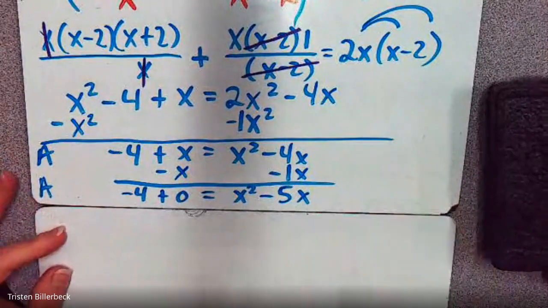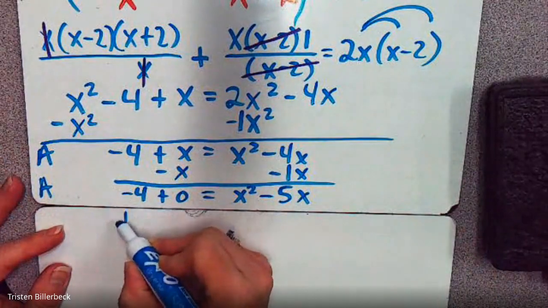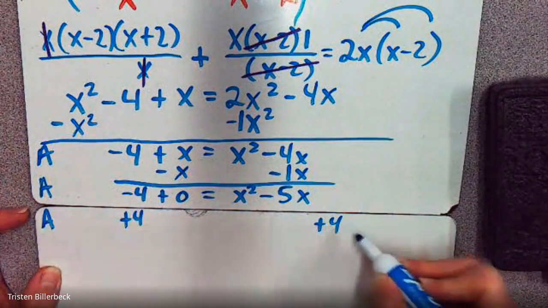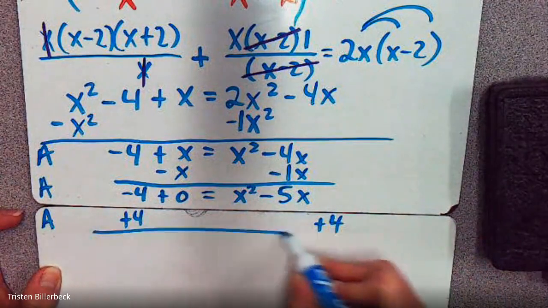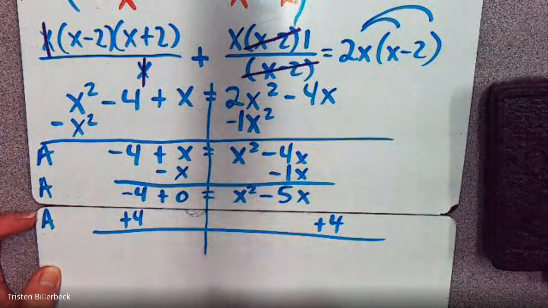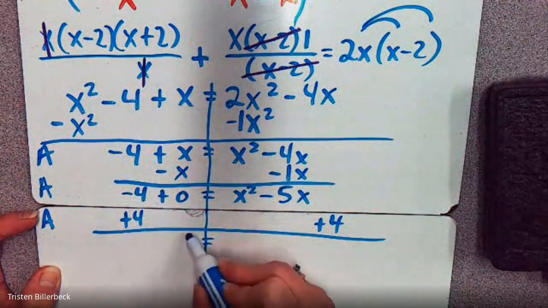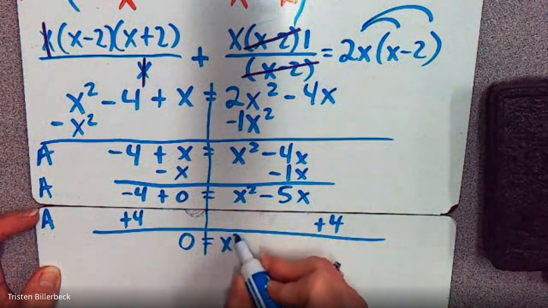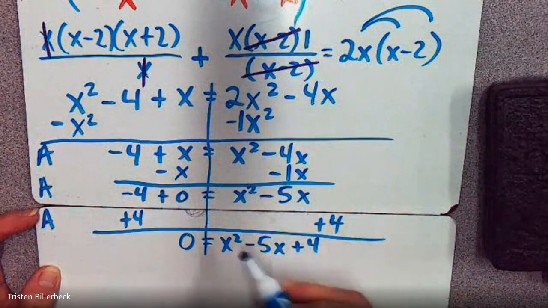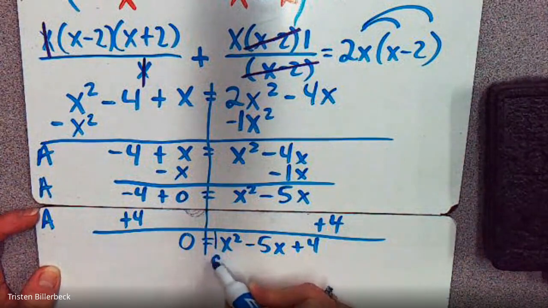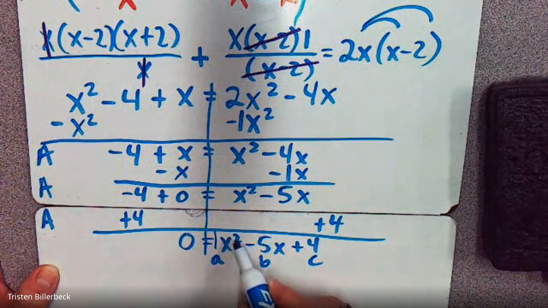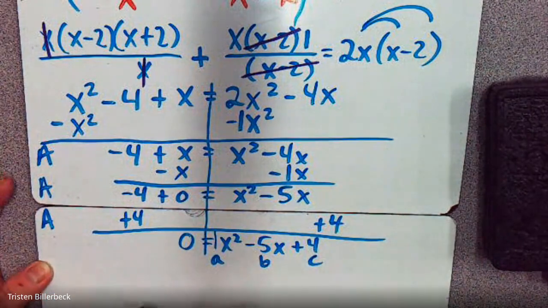Okay, we're getting there. So now I have to move this one last 4, and I'm going to move it over here using an additive inverse. So I have my little balance bars going right here. So that makes this side 0, and I have x squared minus 5x plus 4. So if I put a 1 here, I've got an A, B, C, and it's in order from the highest degree to the lowest degree.